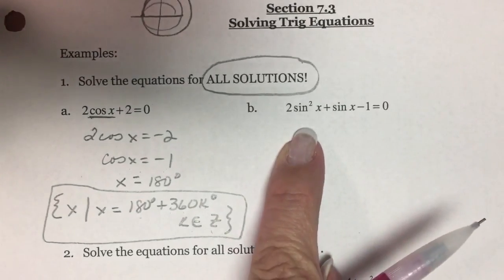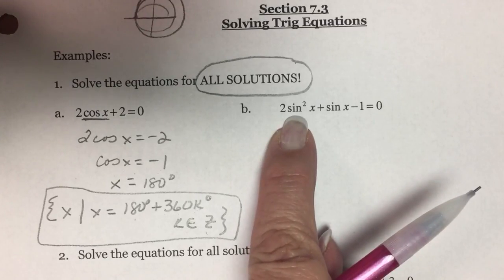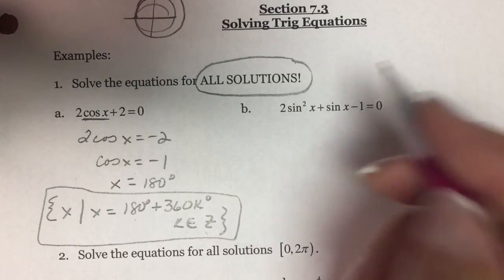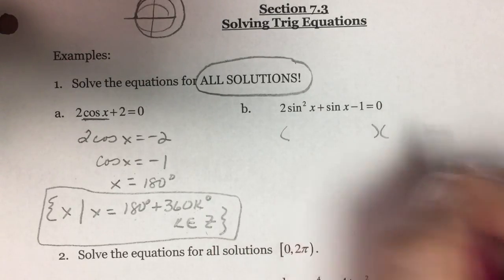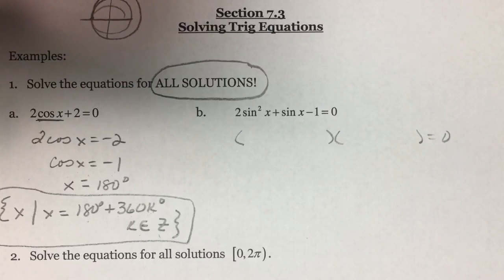All right, let's look at this one. There are all different kinds of ways to approach it. Now, I happen to know that this is a quadratic. It's got a sine squared. So guess what we're going to have to do? We're going to have to factor. Lots of factoring for the rest of this chapter.